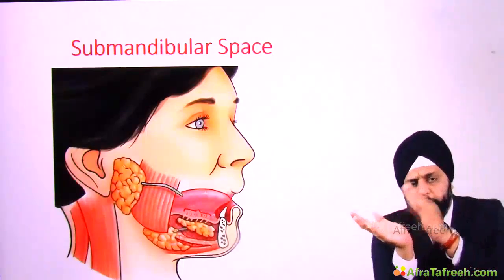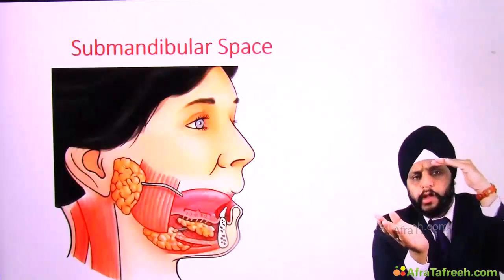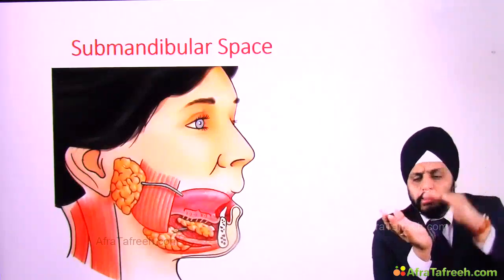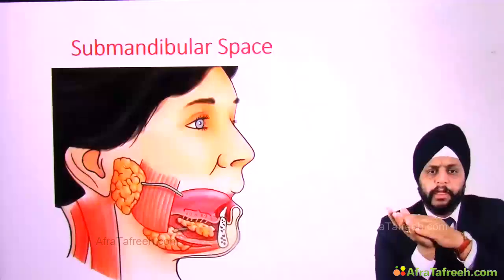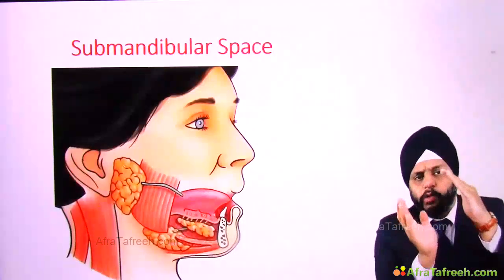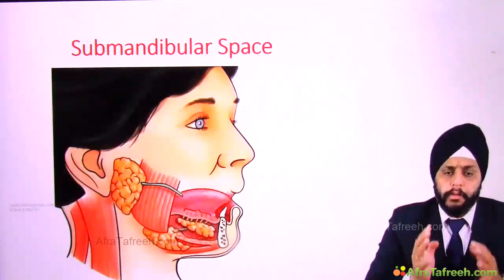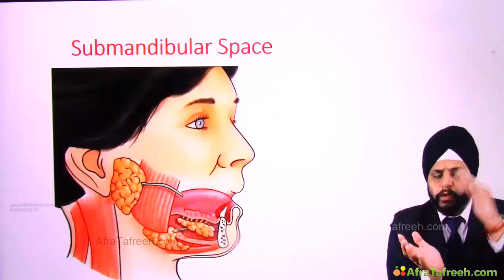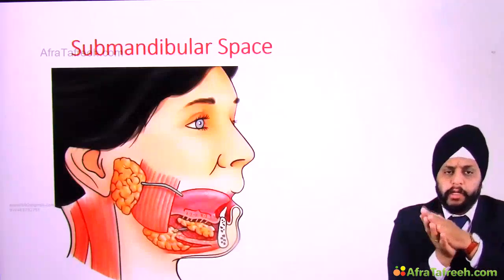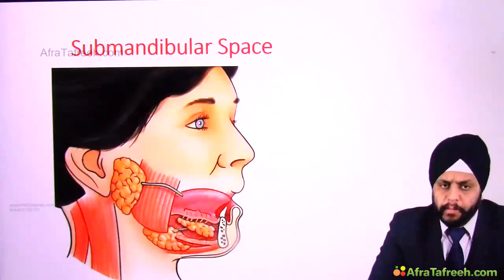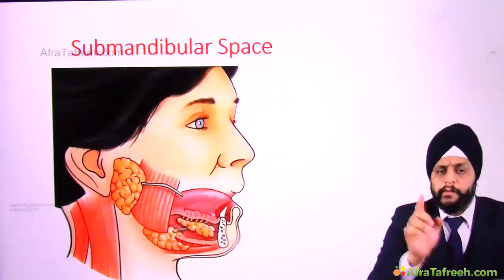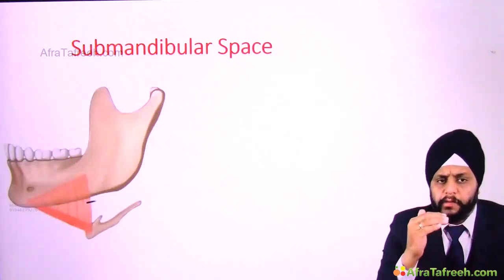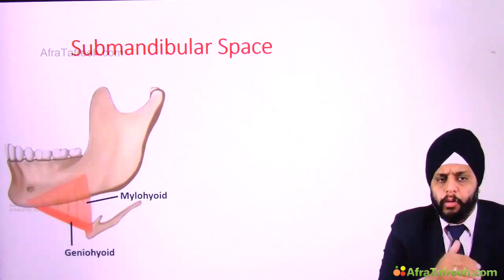So between that fascia and the mucosa of the floor of mouth, and the superficial layer of deep cervical fascia, we have a space that is known as the submandibular space. Now in this submandibular space, you see we have a muscle, the mylohyoid, and the geniohyoid.